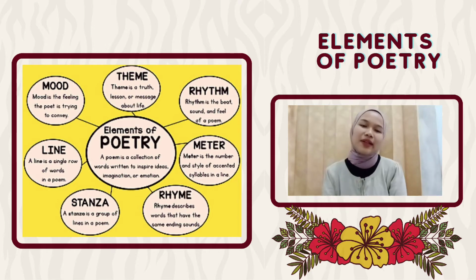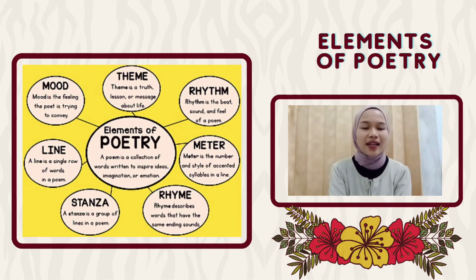Hello everyone, my name is Nadia Syifa, and here I'm going to explain about mood and meter in poetry. The first one is mood. Mood is also known as atmosphere. It is the overall feeling for the audience an author creates in his writing.